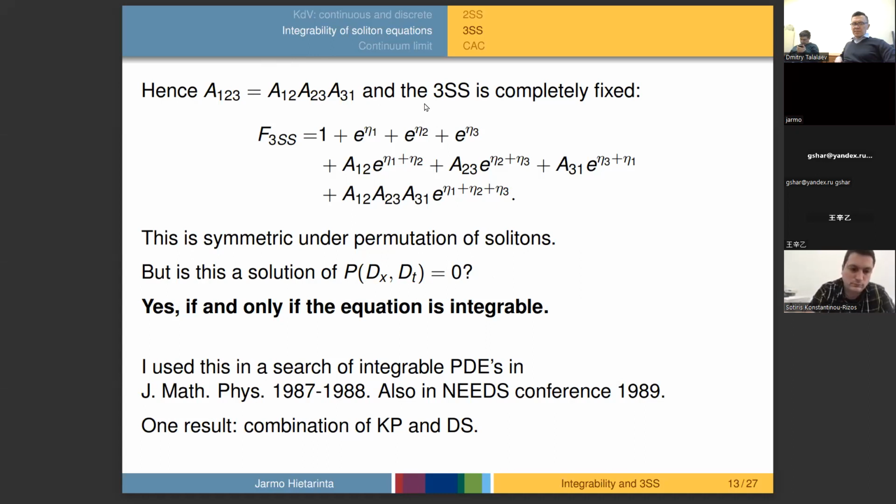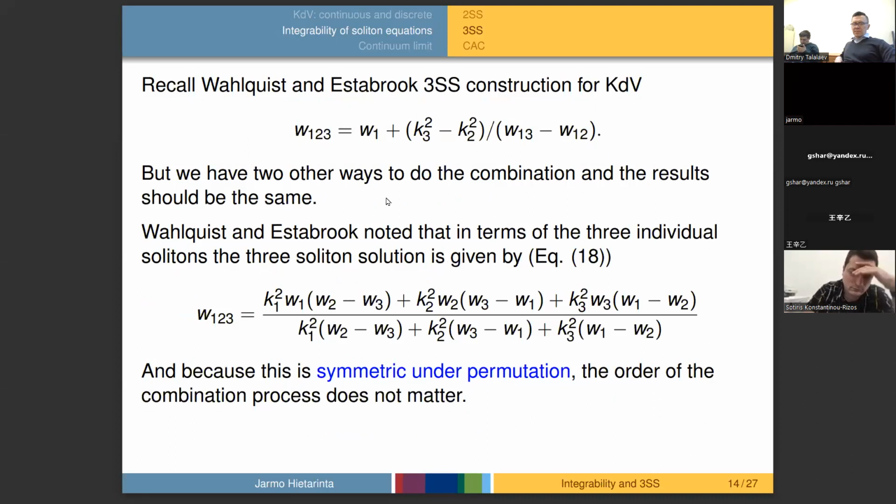So that's why I believe it's a good indicator of integrability. And let's go back to the Wahlquist and Estabrook book. They also wrote the three-soliton solutions. But of course, you can combine many other ways. But Wahlquist and Estabrook observed that the three-soliton solution you get from this is given like this. And it is totally symmetric under the permutation of these solitons.